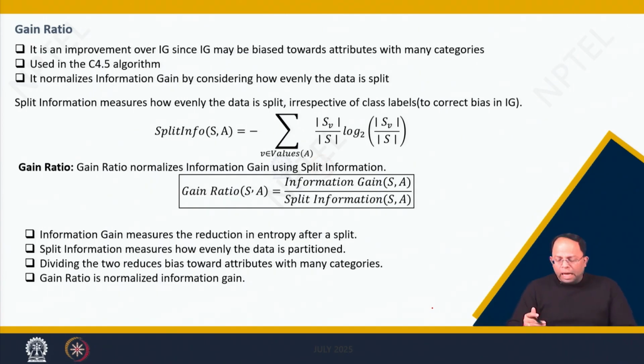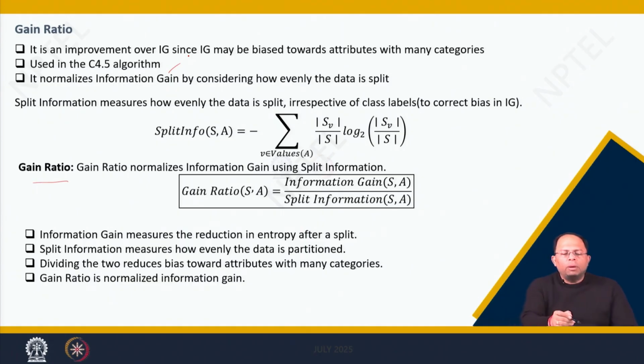Now, either we can go with information gain, or we can also go with the gain ratio. This is an improvement over IG, since IG may be biased towards attributes with many categories. As we discussed, the ID3 algorithm that was initially developed was based on IG, and it was biased towards attributes with multiple categories. That is where the C4.5 algorithm came in, and we saw that if we normalize information gain, then these problems could be taken care of.